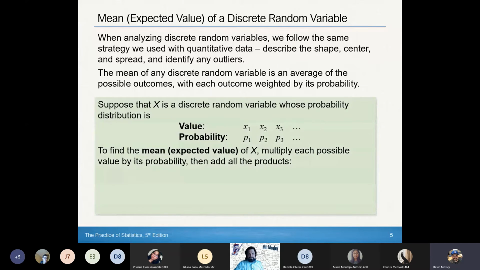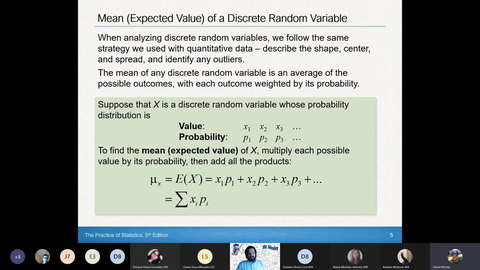Suppose that x is a discrete random variable whose probability distribution is in the table, where we have our values and our probabilities. To find the mean or expected value of x, you need to multiply each possible value by its probability, then add all the products. So you'll take the first outcome times its probability, plus the second outcome times its probability, plus the third outcome times its probability, and so on until you run out.